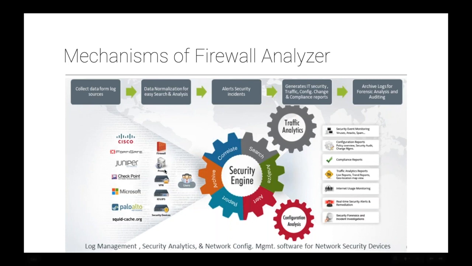VPN, and proxy servers. So once the syslogs are forwarded, the syslogs are archived, and any alarm notifications are sent in real time. Parallelly, syslogs are normalized, stored in the DB, and then Firewall Analyzer starts to generate reports. Let us look at what reports are generated in the next slide.